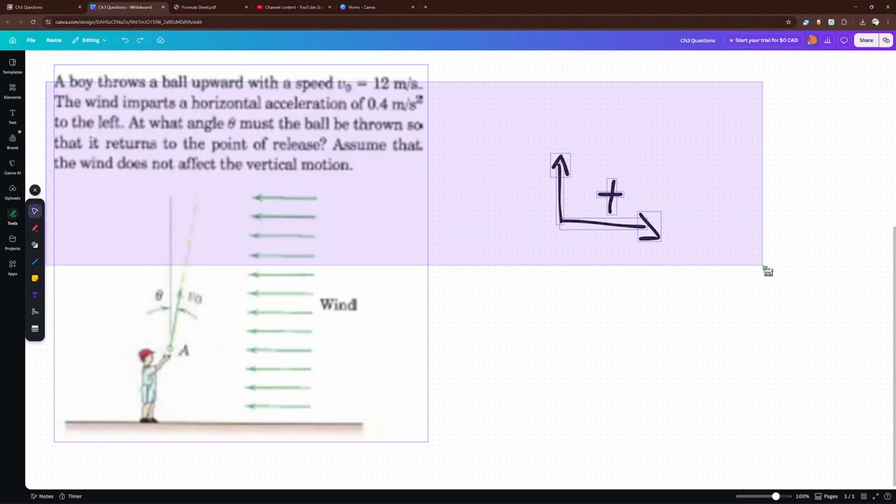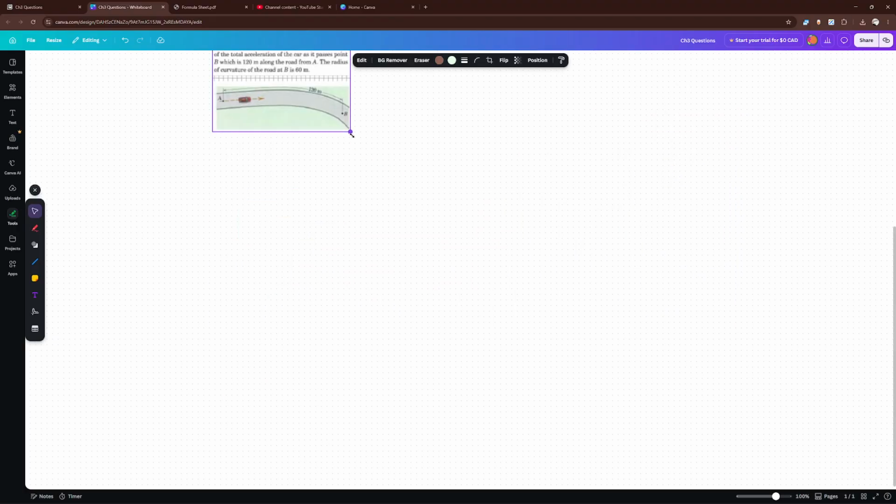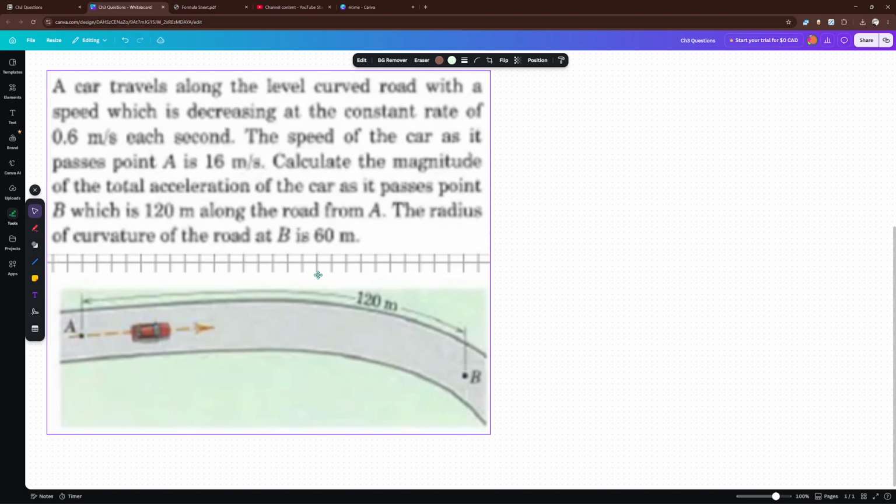And that's that. Okay. Next question. We got 3 more questions. A car travels along the level curved road with a speed which is decreasing at the constant rate of 0.6 meters each second. The speed of the car as it passes point A is 16 meters per second. Calculate the magnitude of the total acceleration of the car as it passes point B, which is 120 meters along the road from A. The radius of curvature of the road at B is 60 meters.